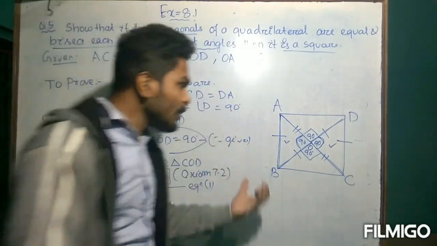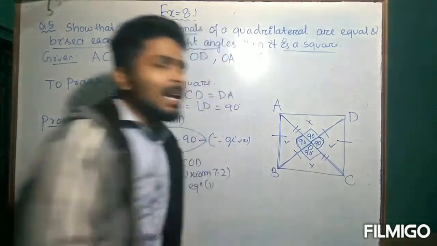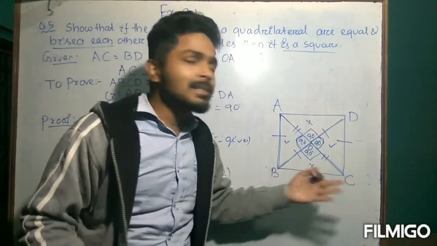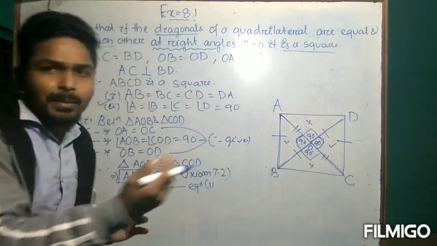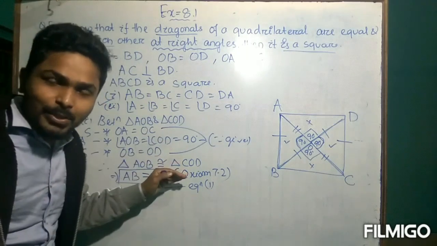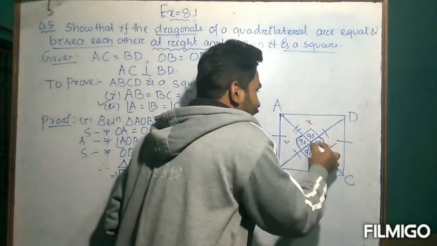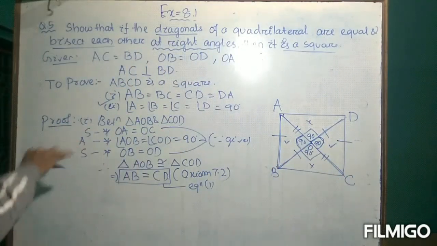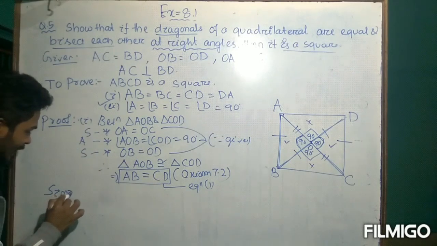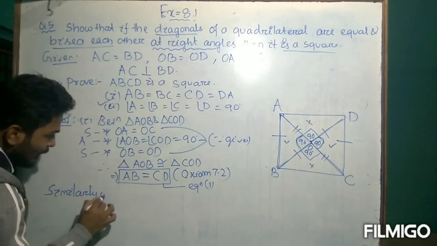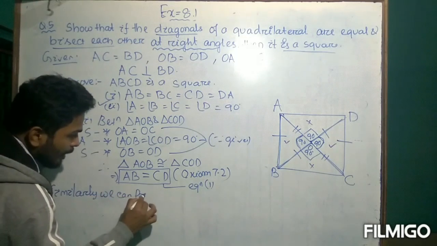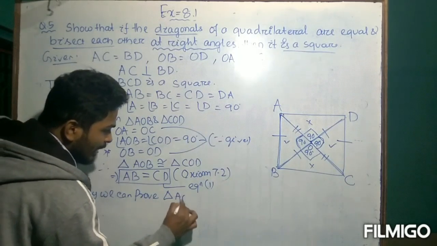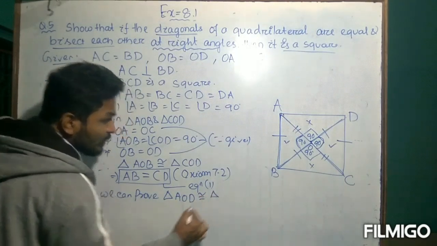Now similarly, if we consider this triangle with this triangle and prove that these two triangles are congruent, then we can say their corresponding parts must be equal. We will find the same result. Like this, we follow the same procedure and prove that the triangle AOD is congruent to the triangle BOC. So similarly, we can prove triangle AOD is congruent to the triangle BOC.